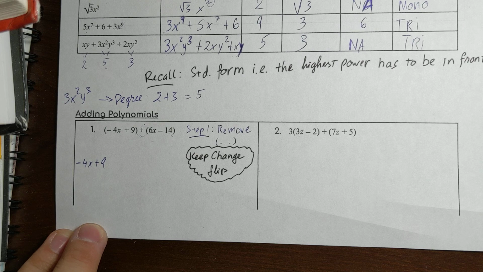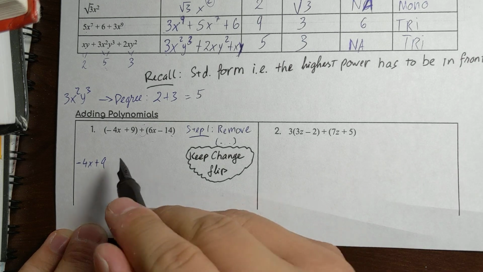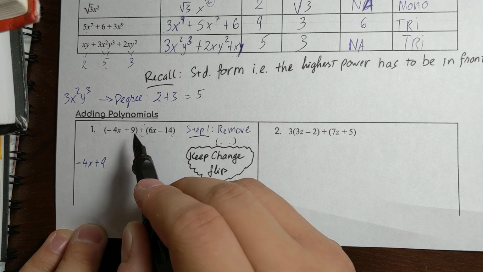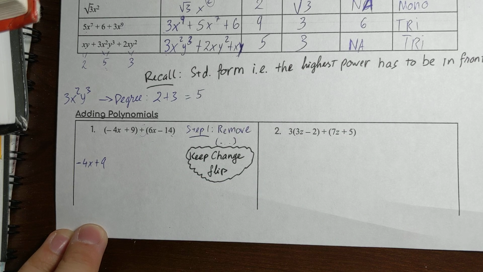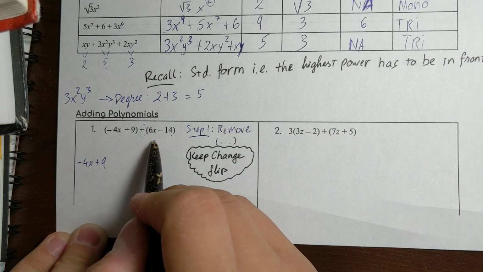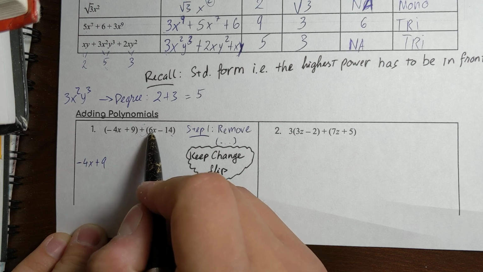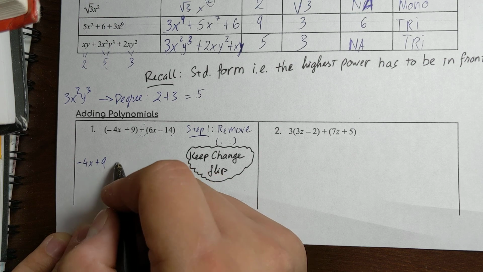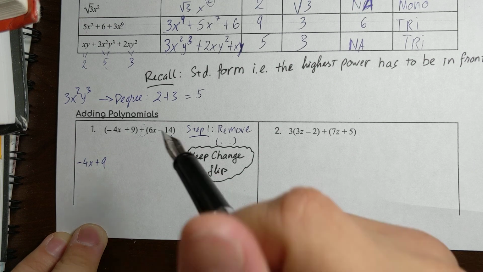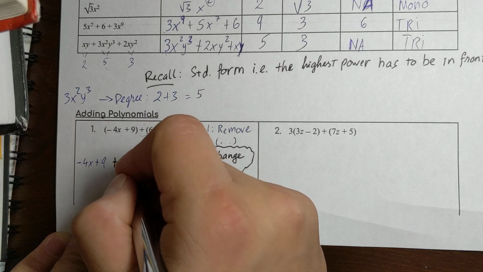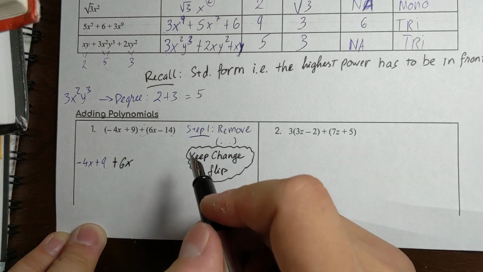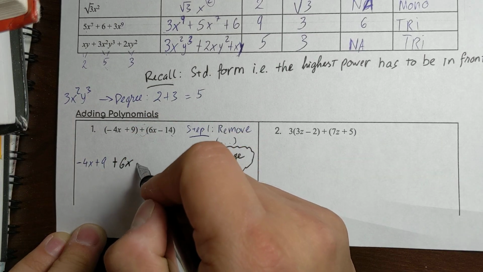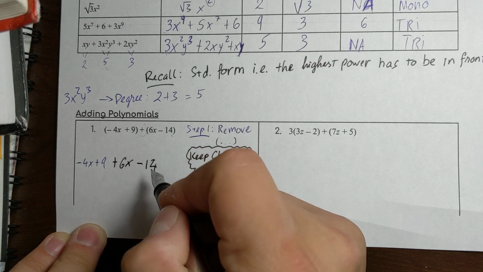For the second pair here, you should notice that there is a plus sign in front of it. And as we know, if you have a plus sign in front of a parentheses, everything inside stays the same. So in here, positive 6x should be just positive 6x. Negative 14 should remain negative 14.